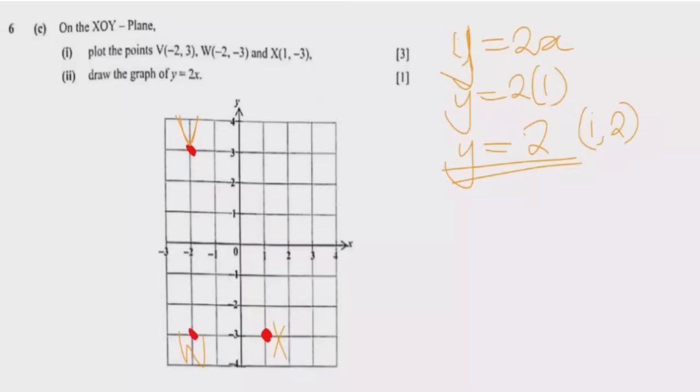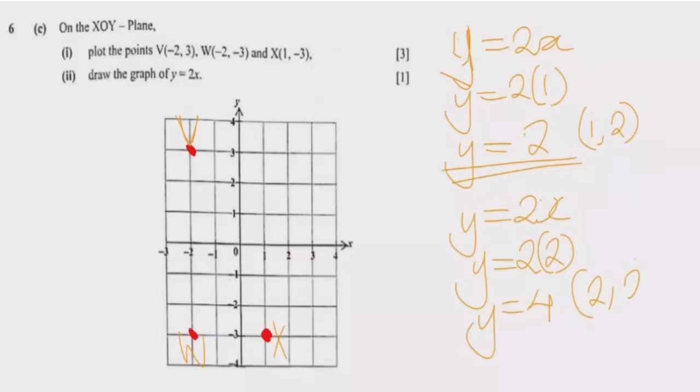Then let's try to use 2. When we write the function 2x, we say when x is equal to 2, what will be the value of y? So y is equal to 2 times 2, which gives us 4. So we can come up with the coordinates (2, 4). So that is the coordinates, and we have found them. Now we're going to use those coordinates to plot a graph.